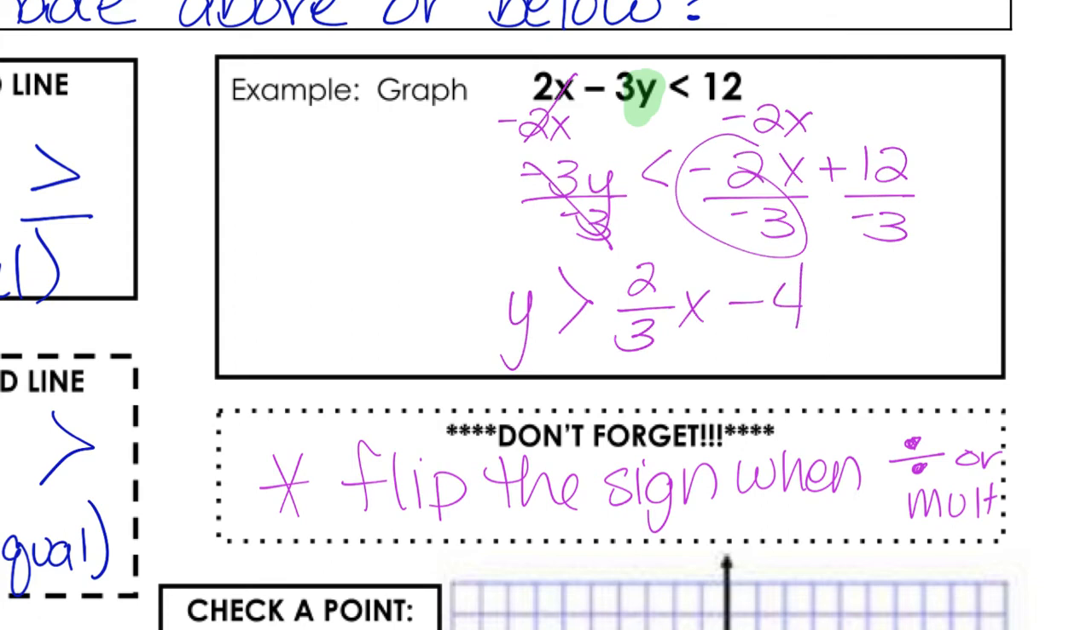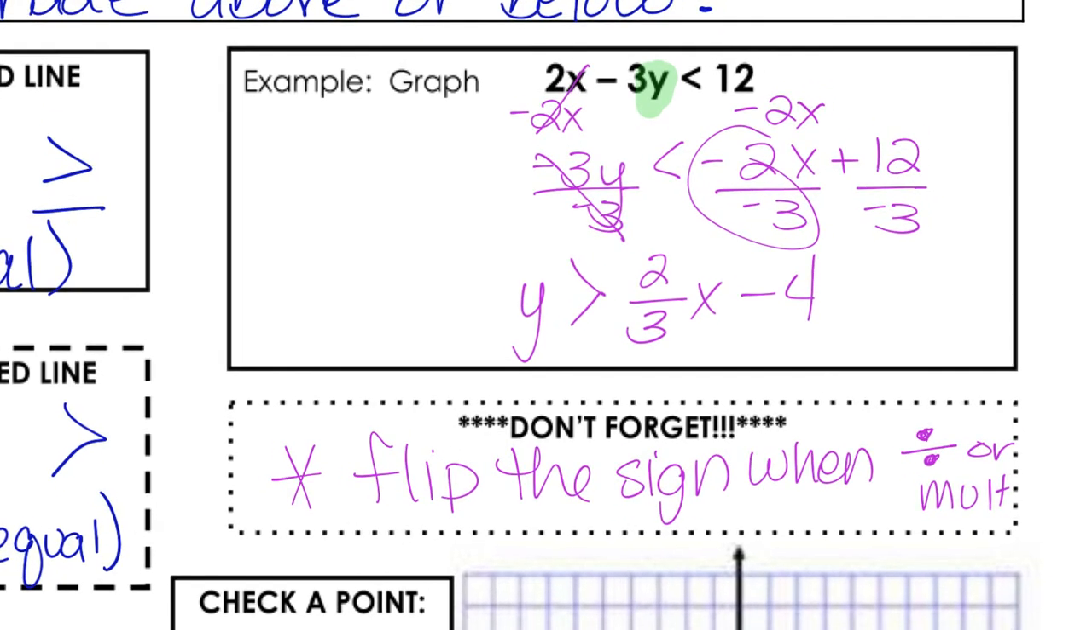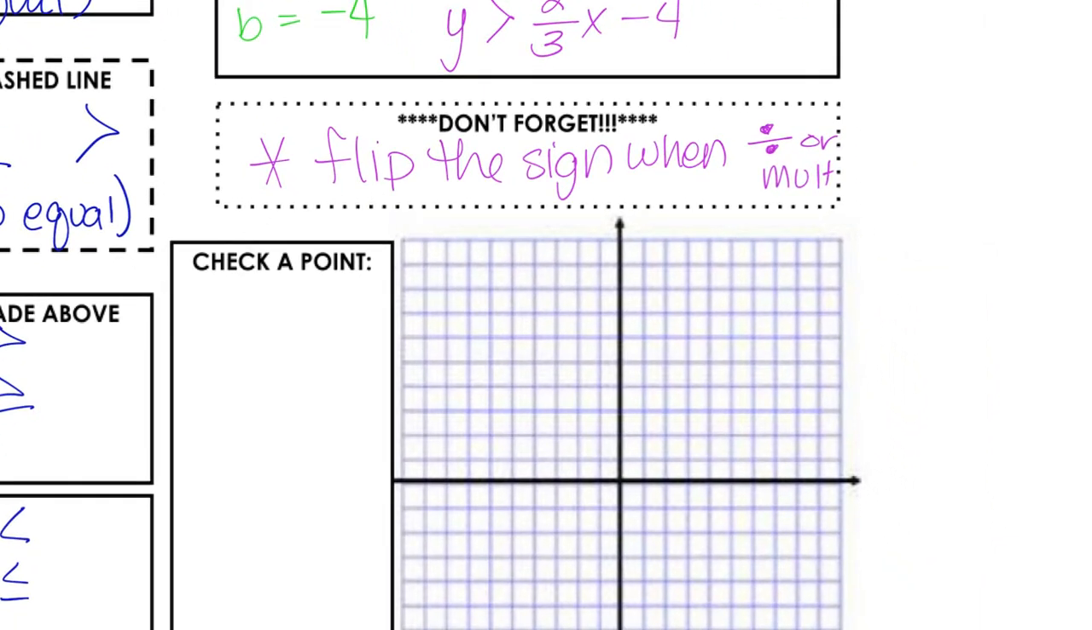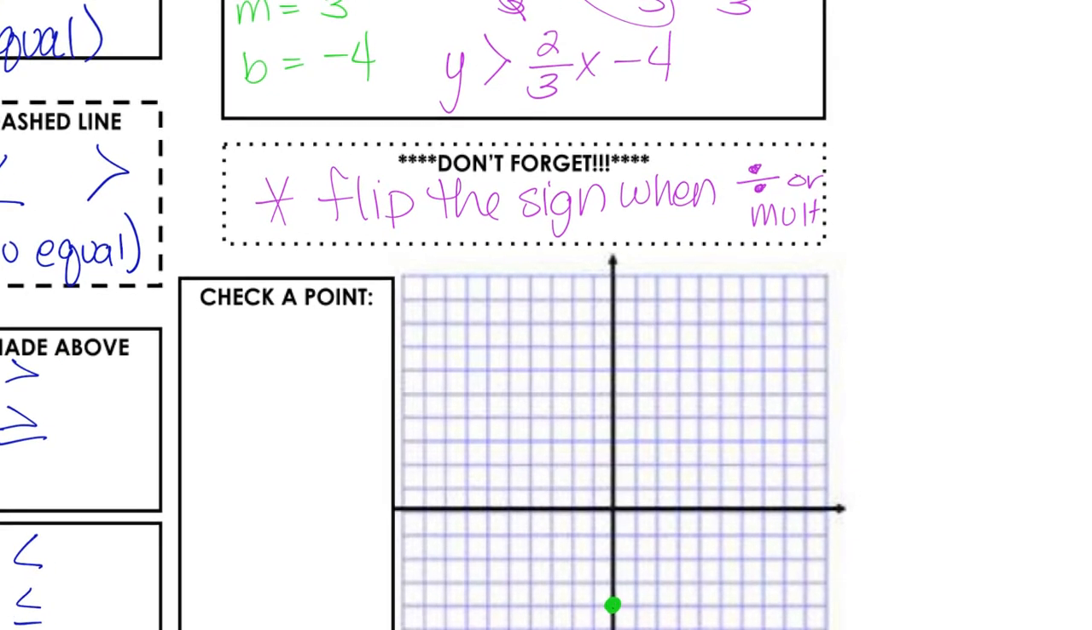So what I'm able to do here is grab the m and the b. So my slope is 2/3, and my y-intercept is at negative 4. So let's check this out. So starting at negative 4, 1, 2, 3, 4, negative 4 is here. And I'm going to use my slope of up 2 over 3.